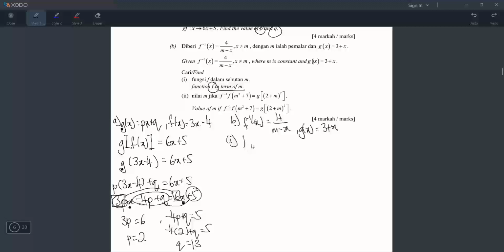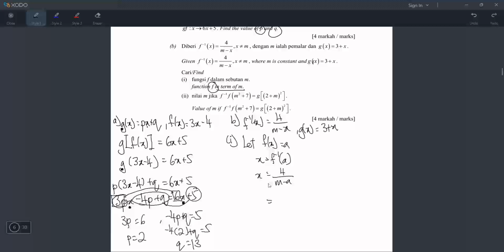Okay, usually I will do it like this. Let whatever answer you want, the fx, right? So I will let fx equals to a, right? And then I can apply f inverse so it becomes f inverse a. And then what is f inverse a? F inverse x is 4 over m minus x. So f inverse a will be 4 over m minus a. Just change the x to a, right? And now you find the a because a is your fx, right? So how to find the a?